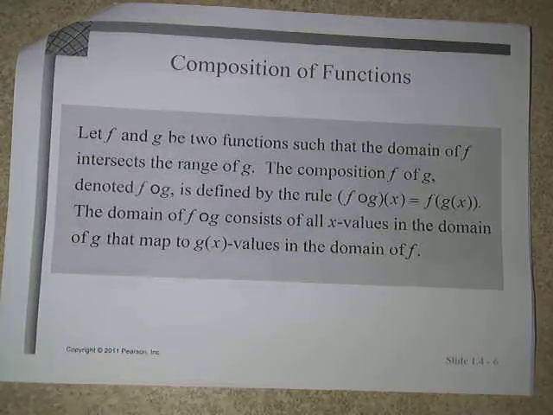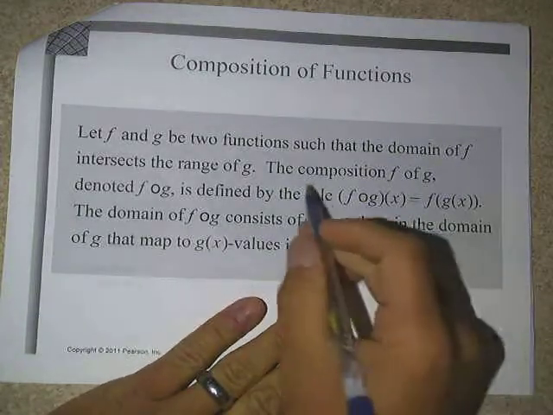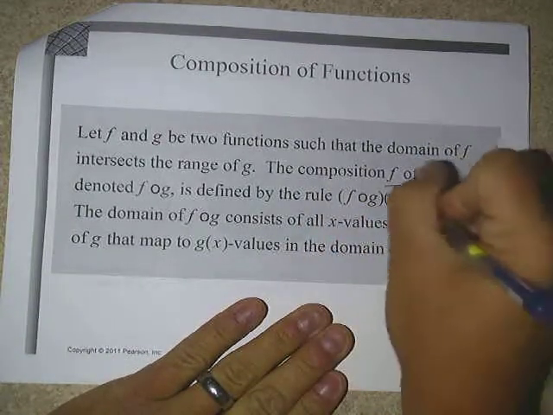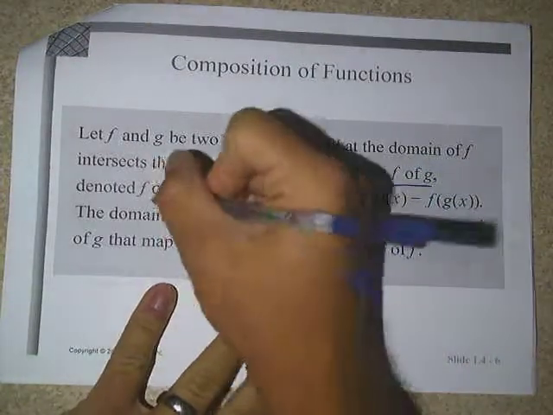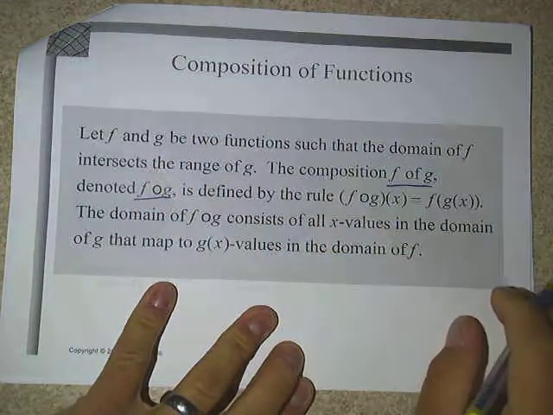All right. Now, there's a fifth operation that we do with functions, and that's called composition. So the definition of composition is here. We have two functions, f and g. The domain of f intersects the range of g. That part is less important than what we're going to do with the notation here.